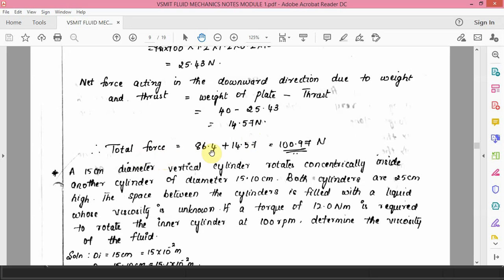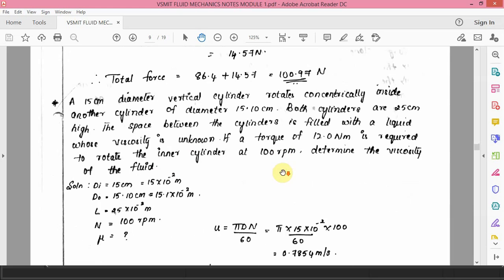Therefore, total force is equal to 86.4 plus 14.57, that is 100.97 Newton.